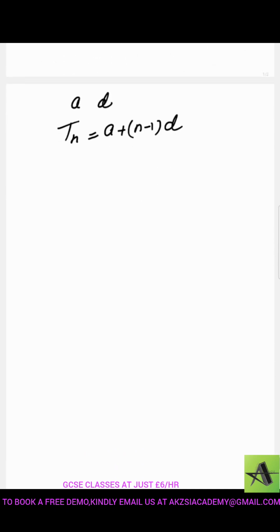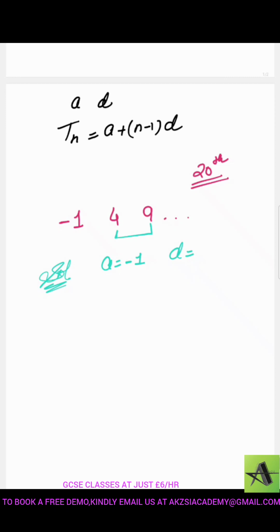Let me do one question to get a better clarity of this concept. Let's say there is a sequence which is -1, then 4, 9, and so on, and we have to calculate the 20th term of this sequence. We do have the formula. Our first term A is -1. The common difference is 4 minus -1, or it would be easier 9 minus 4. This is how you can calculate the common difference. It's going to be 5. That means if I keep on adding 5 and 5, I'll get the next term.